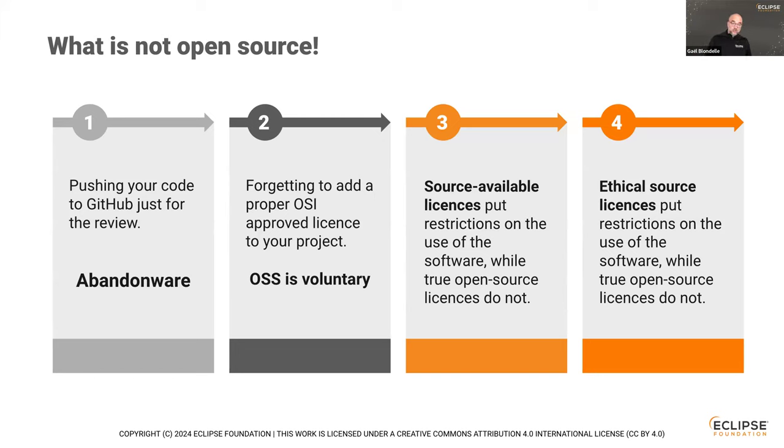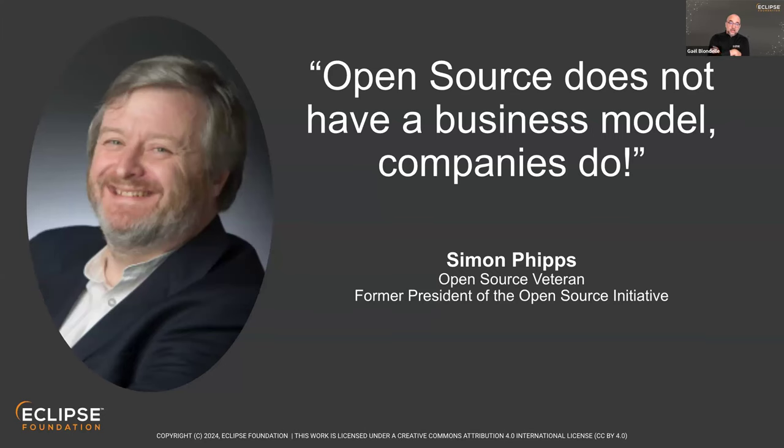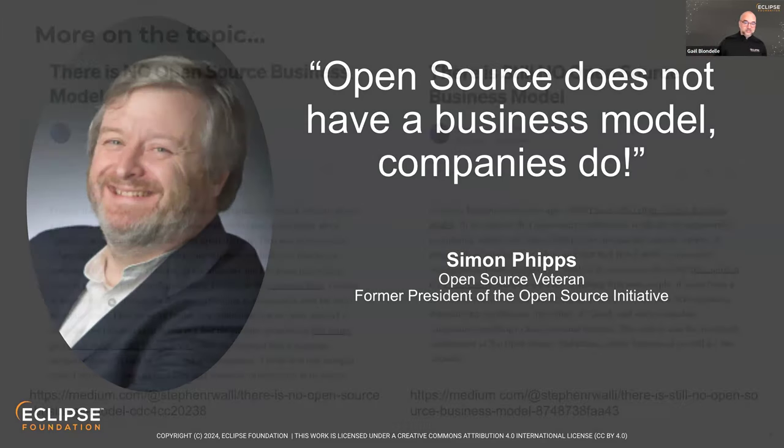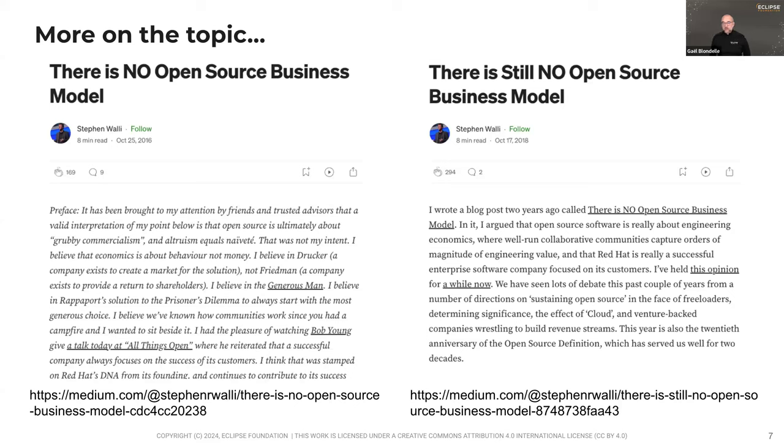Now, after this short introduction, let's move to open source and business models. I remember being in Toulouse at one of our events when Simon Phipps was the president of the Open Source Initiative, in 2018, I think. And he was giving us the 20th anniversary of the Open Source Initiative. And he had a line saying, well, open source does not have a business model. Companies do.